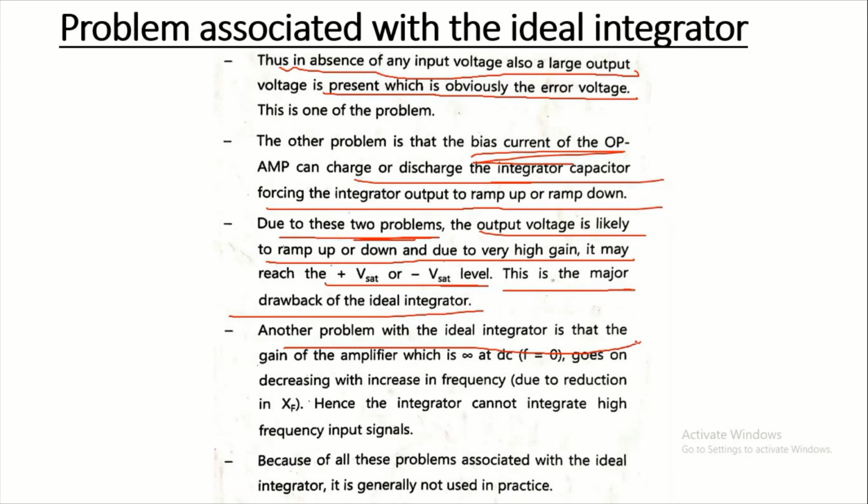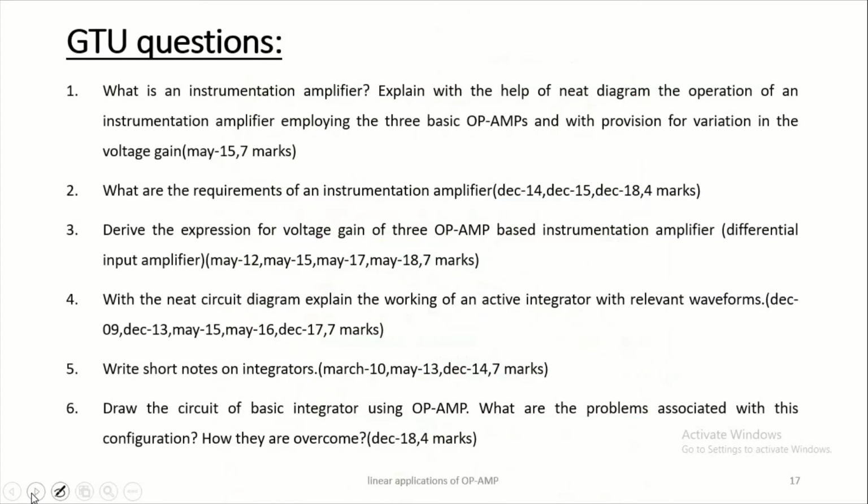Another problem with the ideal integrator is that the gain of the amplifier is infinity at frequency 0, and goes on decreasing with increasing frequency due to reduction in XF. Hence the integrator cannot integrate a high frequency input signal, because whenever the frequency increases, the reactance decreases and the output also decreases. Because of all these problems associated with the ideal integrator, it is generally not used in practice. Now these are the GTO questions that we covered in this video.